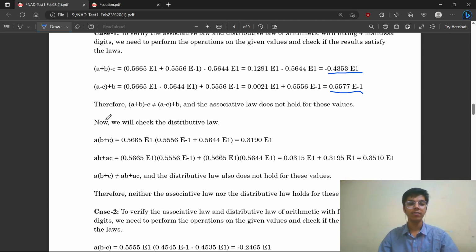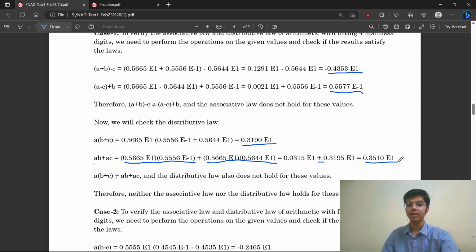Now we will check the distributive law. Similarly, first we will add b plus c, and then multiply the value of a with it. So the resultant answer will be this. Now first we will multiply a and b, and a and c, and then after getting the results we will add them. The resultant answer will be this after normalizing them.